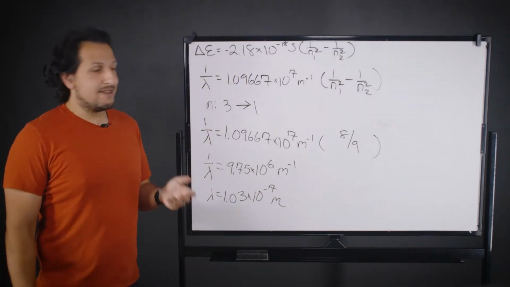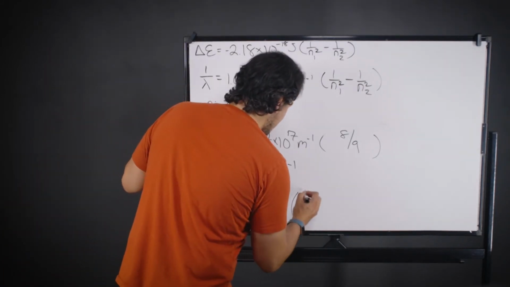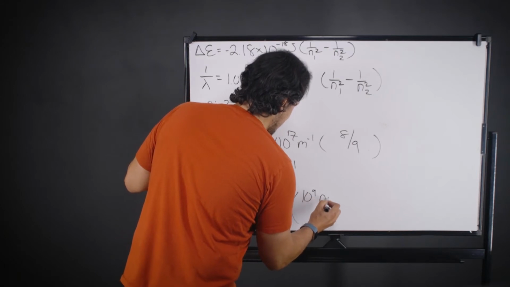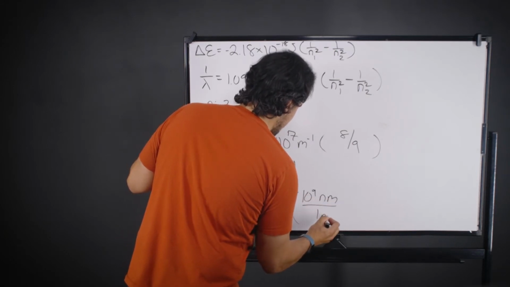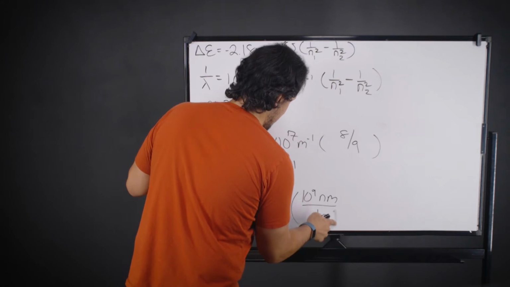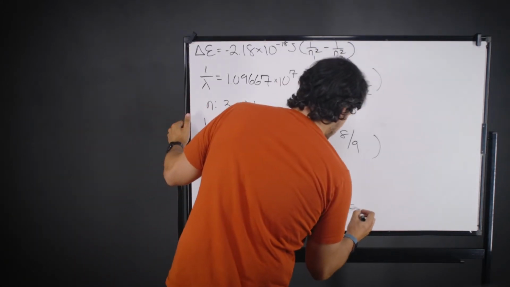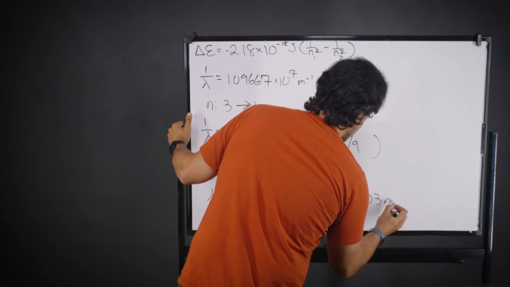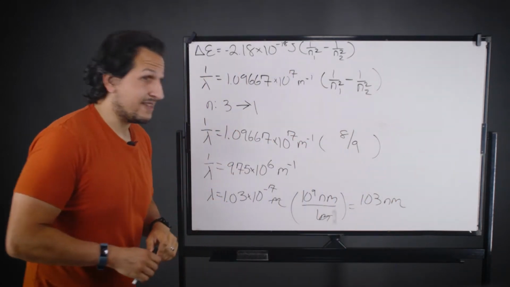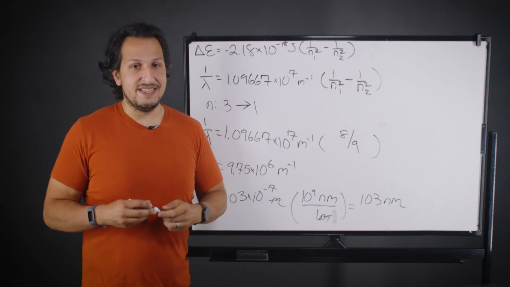The question wants it in nanometers, so we now multiply by 10 to the 9 nanometers for every 1 meter. Whoa. Meters cancel. And we end up with 103 nanometers. And for the sake of completion, and because I think it's fun, this is the UV region.